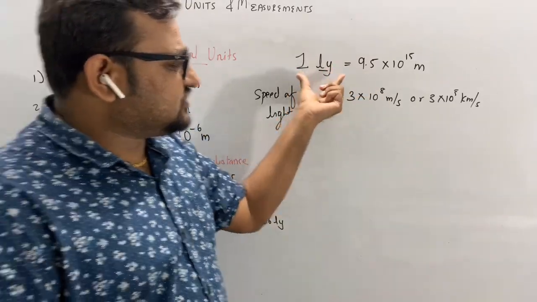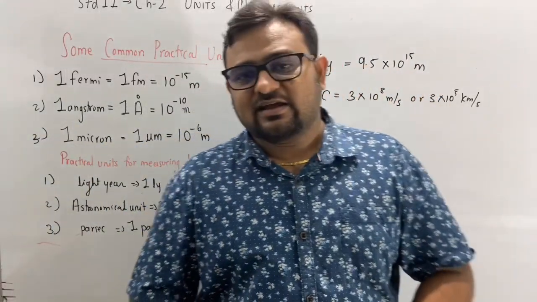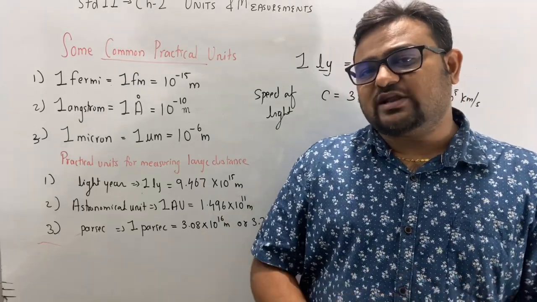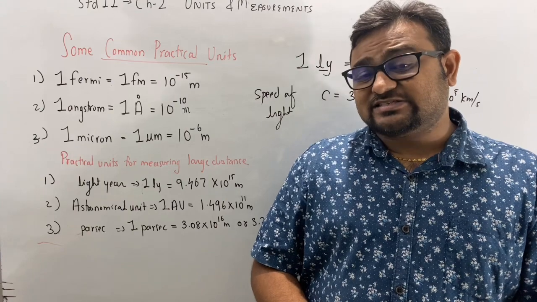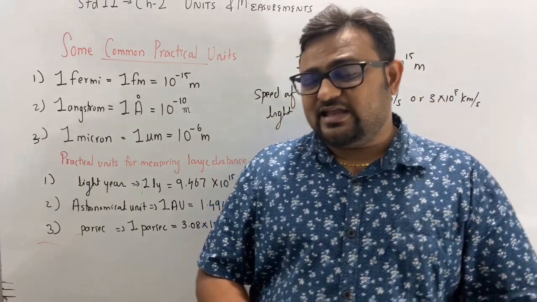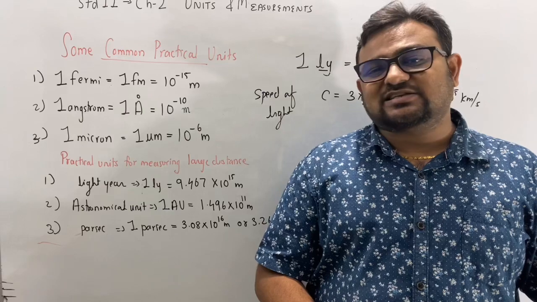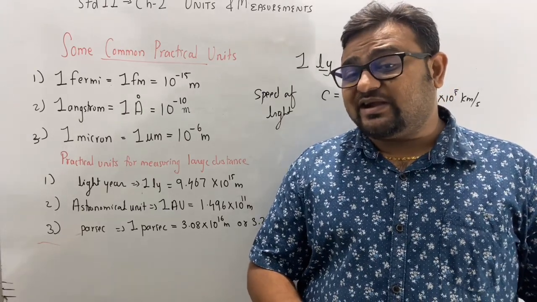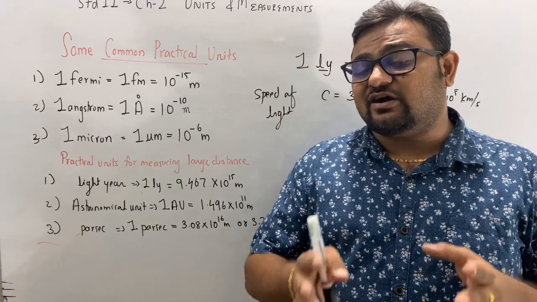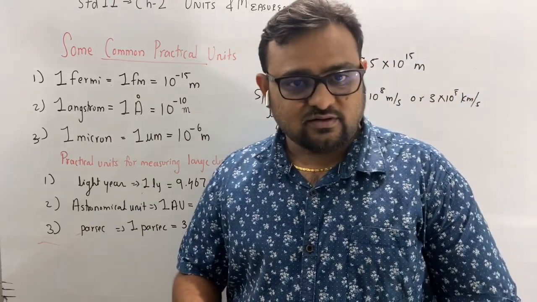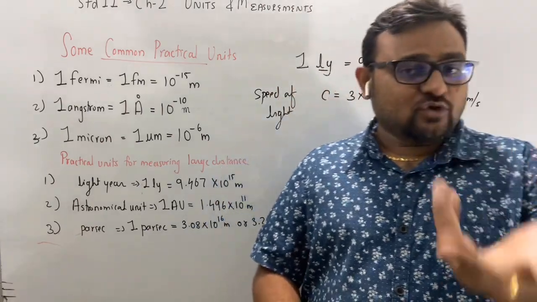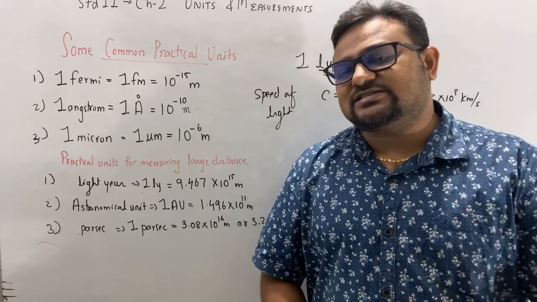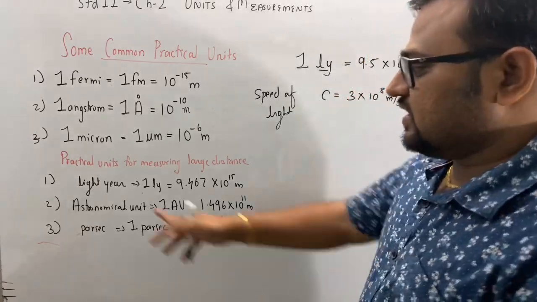You might have studied this unit in standard 10, right? Our solar system is not located in the center of our galaxy, the Milky Way. It's located 30,000 light year away from the center, right? At that time you might have heard the word light year. So what is light year? Distance covered by light in 1 year.